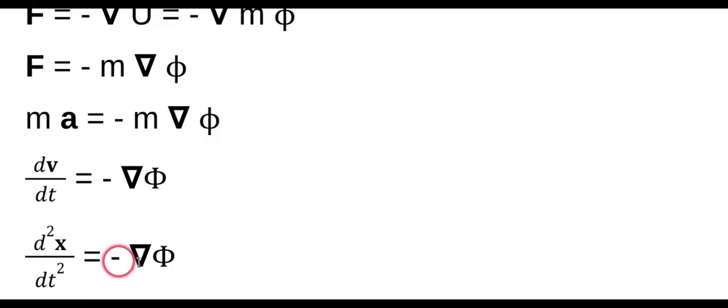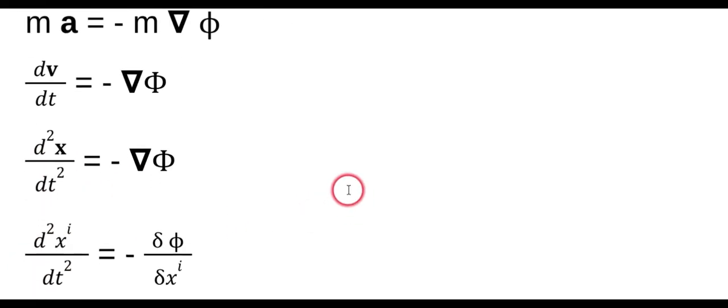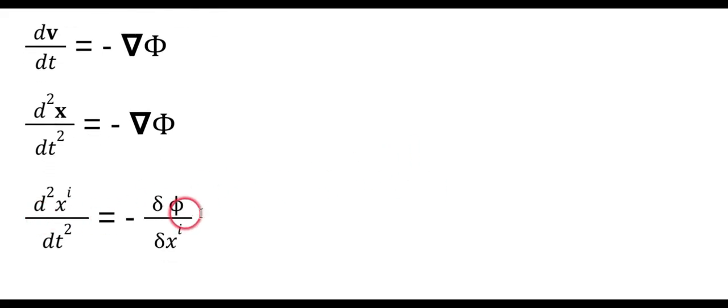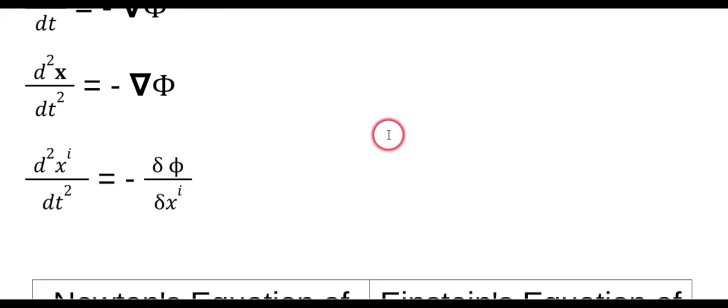Now let's change x and the del operator to their component form. So it would be d squared x i over dt squared, equal to negative the partial derivative of phi with respect to x i. So these two things are the same. This is just in a general form. This is in the component form. All right. So now we have something here that looks like this.